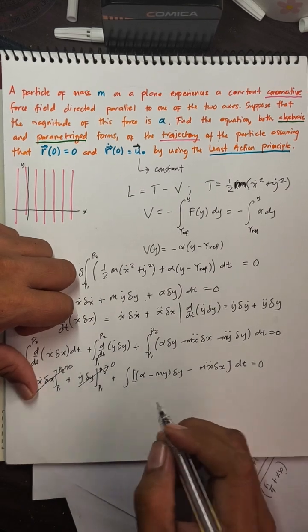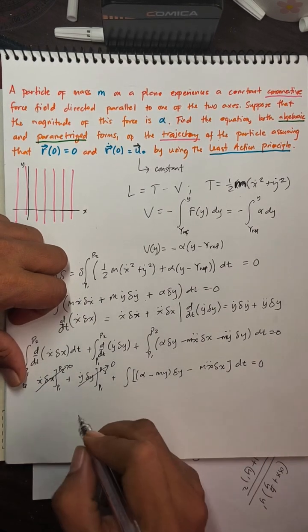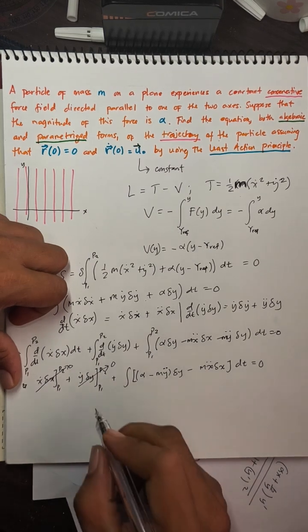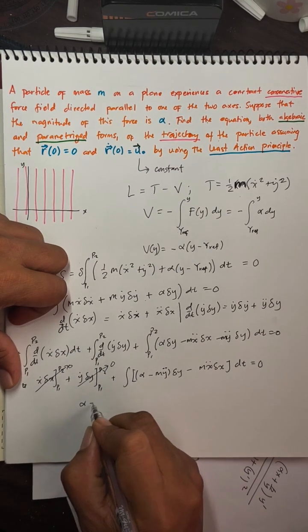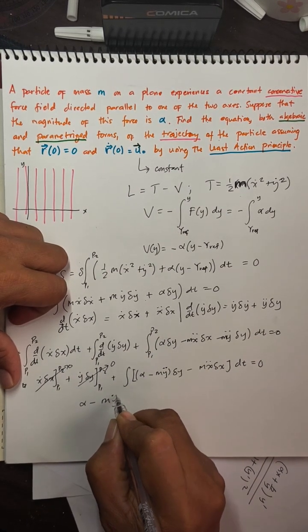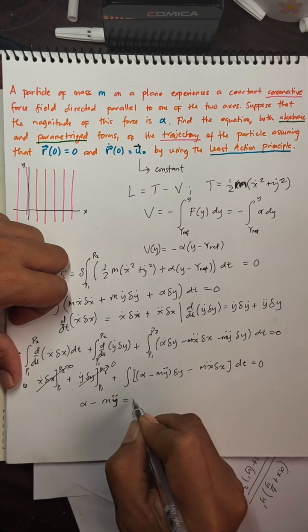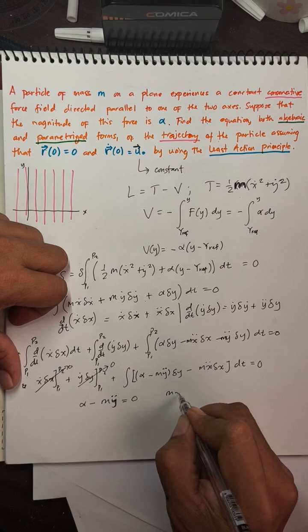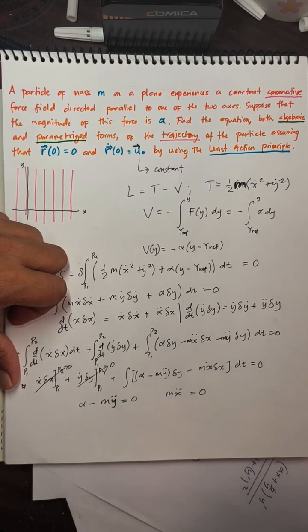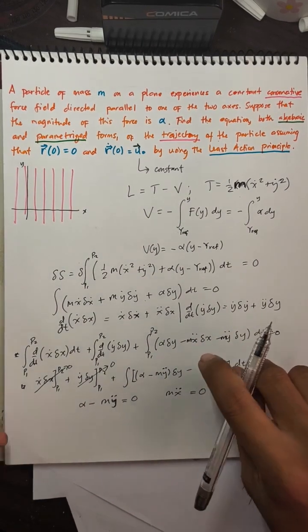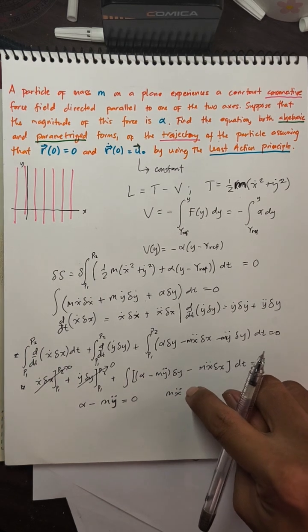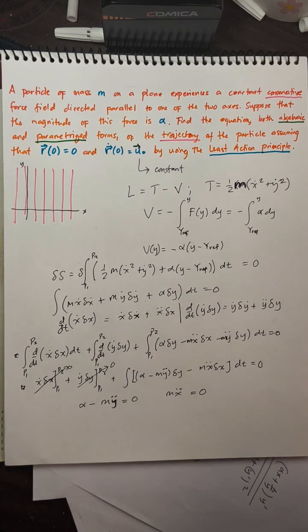So I would have now two differential equations. The first equation is alpha minus m y double dot equals 0, and the second one is m x double dot equals 0. So here we now arrive at our differential equation, and once we solve this, we have the solution to our problem. Okay, so let's start solving that.